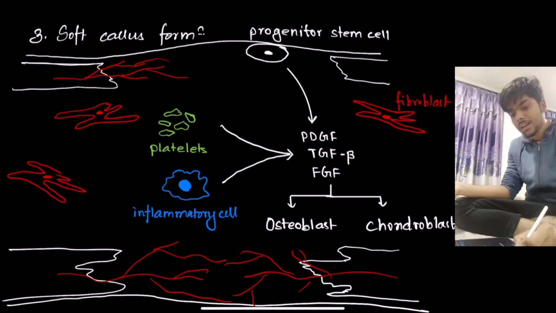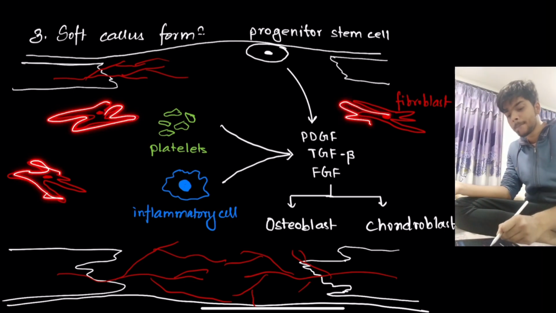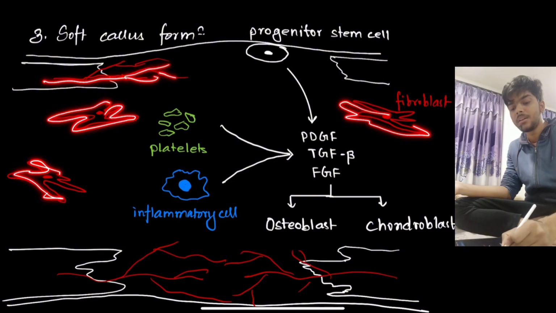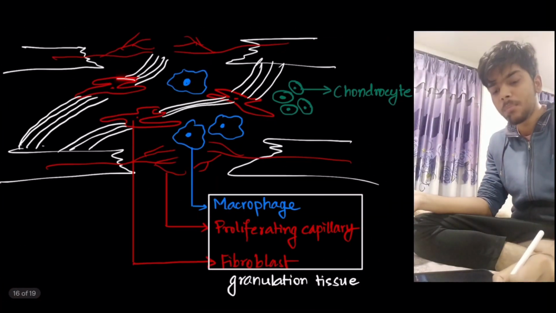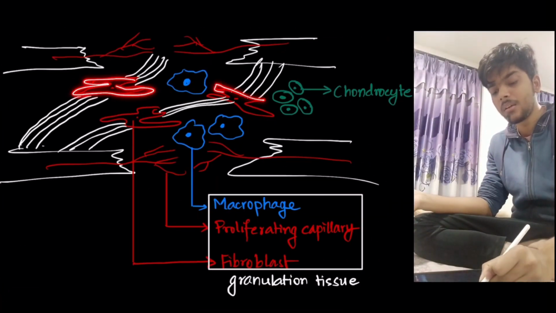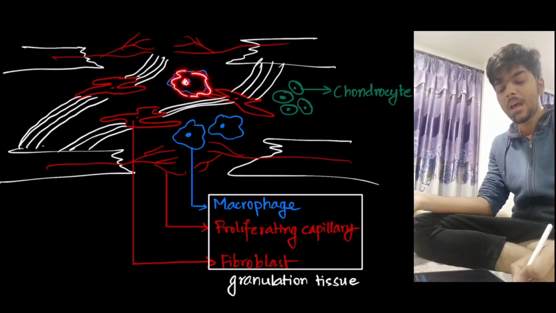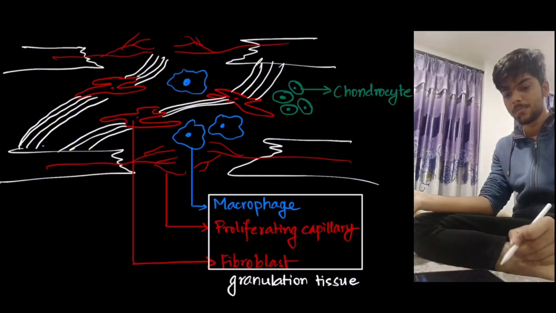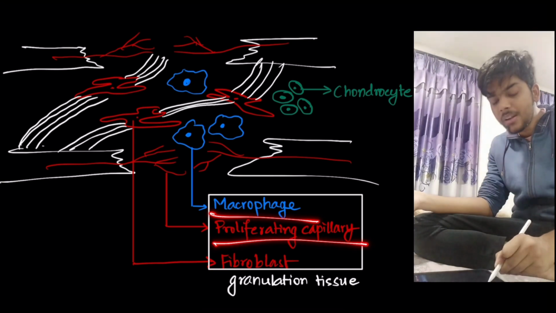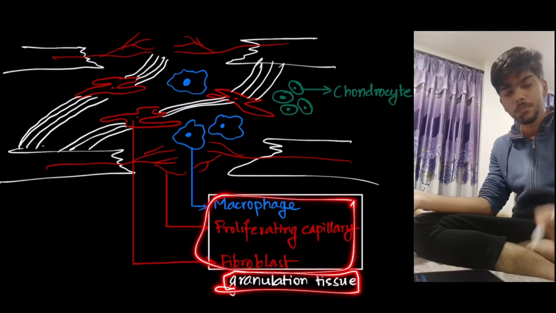Along with that, there are also fiber secreting fibroblast cells here and there. And then there are also capillaries that are proliferating, or new capillaries that are being formed. So what does it look like? We have fibroblast cells that are secreting collagen fibers. We have macrophages, and then we have these new proliferating capillaries. These three, that is macrophage, proliferating capillary, and fibroblast, together form granulation tissue.